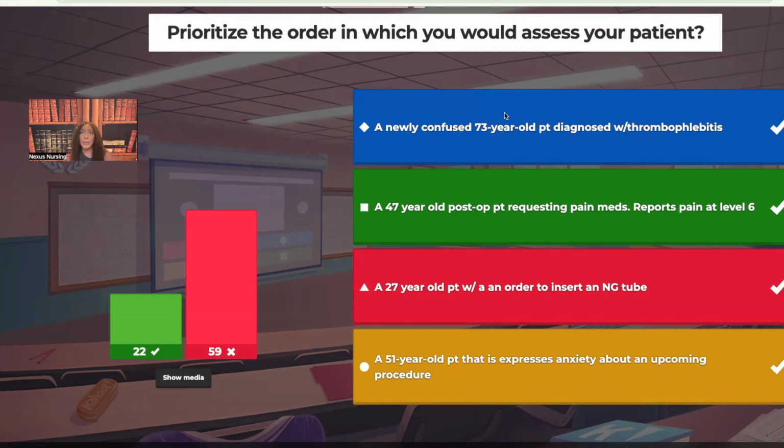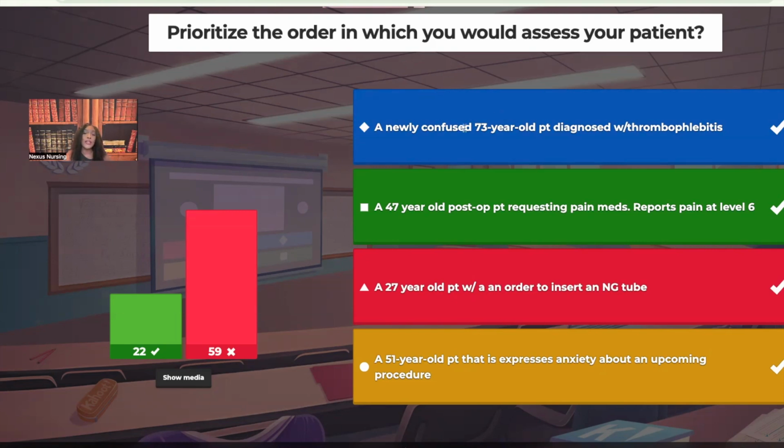Unless the patient has dementia, Alzheimer's, or some type of cognitive deficit, it doesn't mean they're supposed to be confused, right? Being older doesn't equal confusion. And then I told you they're diagnosed with thrombophlebitis. So a patient has thrombophlebitis. Now, all of a sudden, they're suddenly confused. Most likely, what's going on? A stroke, PE, something's happening that the brain's not getting enough oxygen. So that's going to be the first patient.